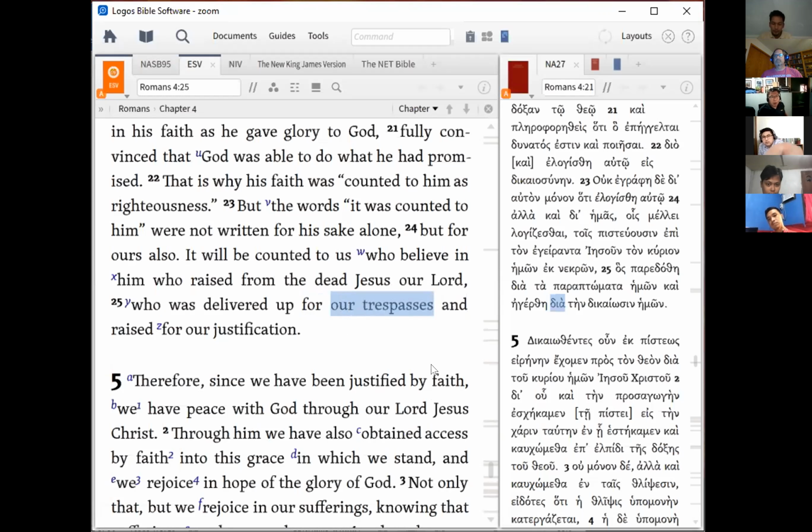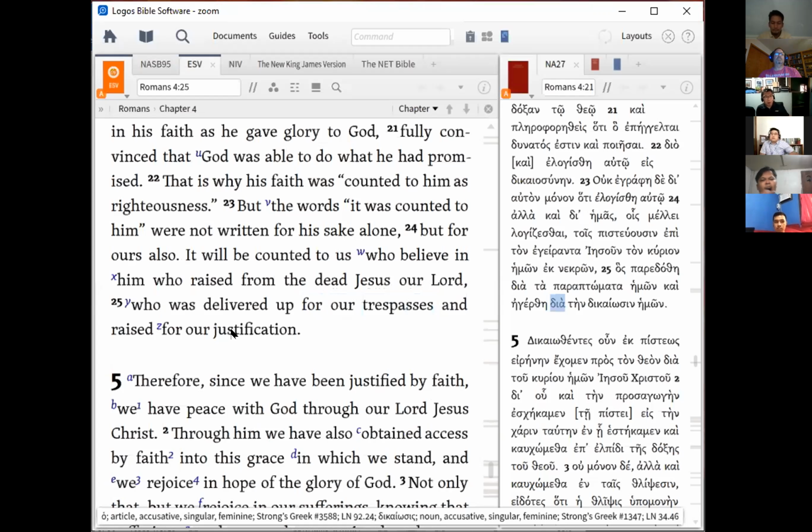Brother Harris? It's our trespasses. Yeah, what is that? That's a noun. So therefore, the connector word is going to be a preposition. And the same here, for justification. Justification is a noun. So therefore, it's going to be introduced by a preposition.